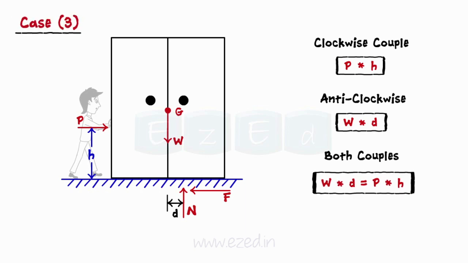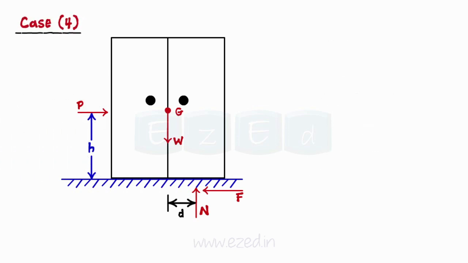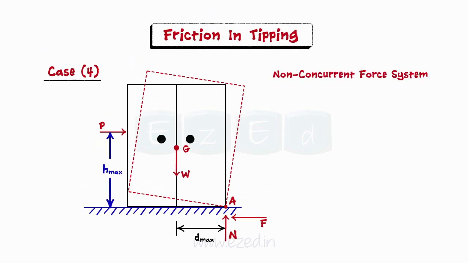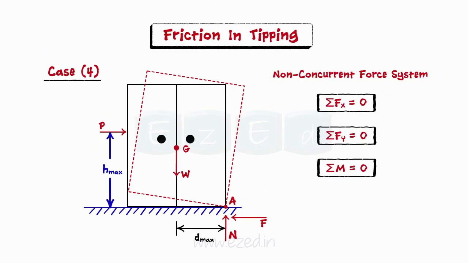Let us now consider this case. If the height of the applied force is now increased, the couple generated by the applied force also increases, such that the normal reaction N further shifts to the right to increase the magnitude of the balancing couple. Let us now take a look at this final case. The force N cannot shift beyond corner A. At this stage, if the height of the applied force is further increased, tipping takes place. Therefore, at the verge of tipping, the normal reaction N is at the corner, at which P is at the maximum height. To analyze such a non-concurrent force system, we can use all three conditions of equilibrium.